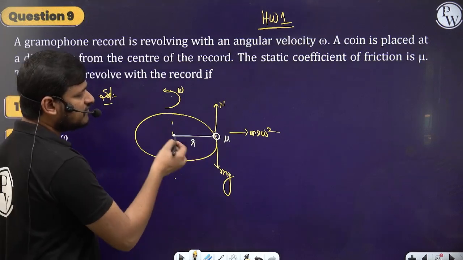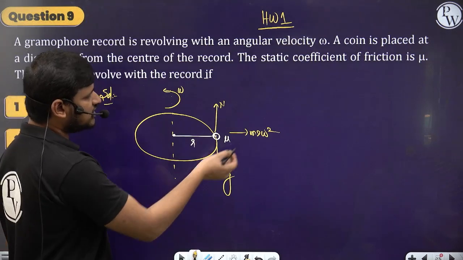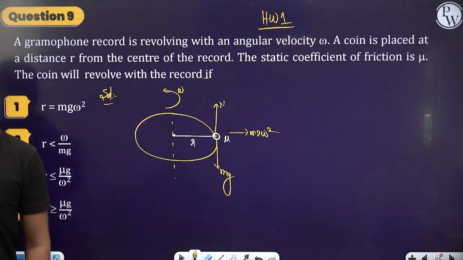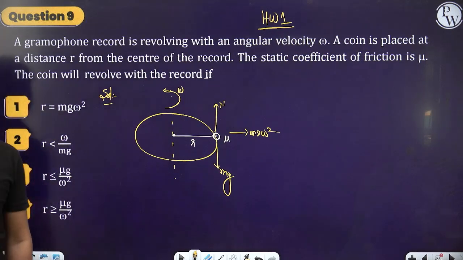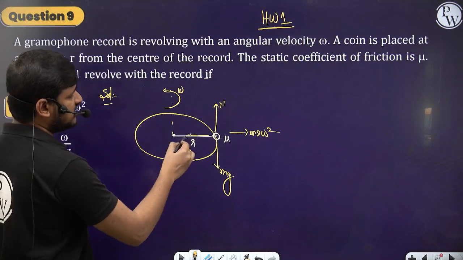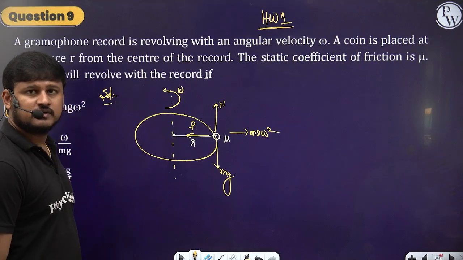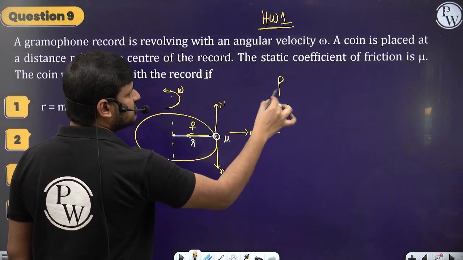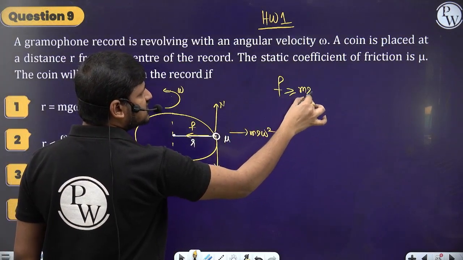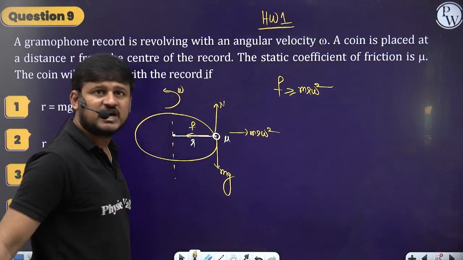So this side, the friction should act. N is equal to mg, and the friction is equal to m r omega square. Clear? This side the friction should act, right? So if it should move along with this, the friction must be greater than or equal to m r omega square. Basic calculations you can do now.